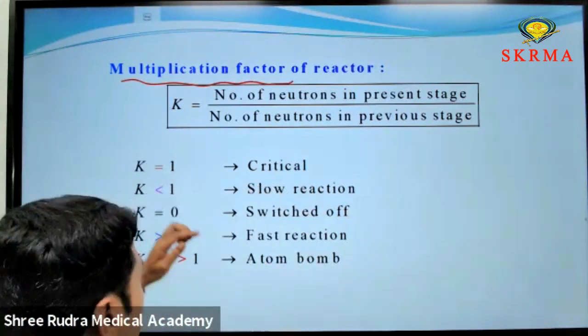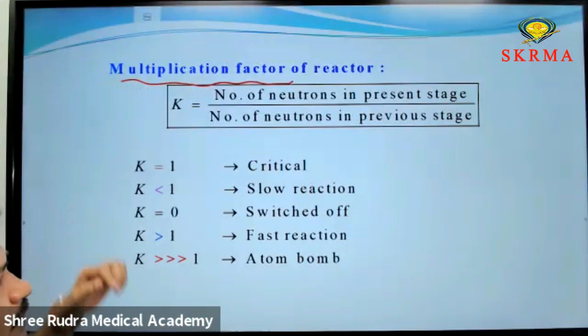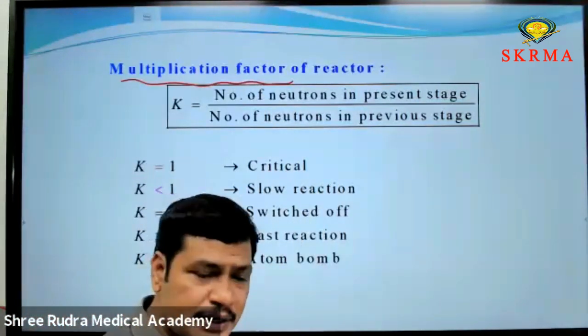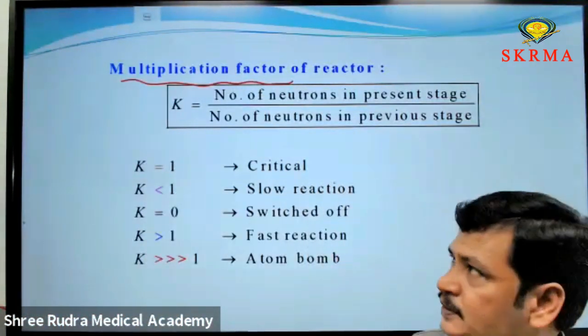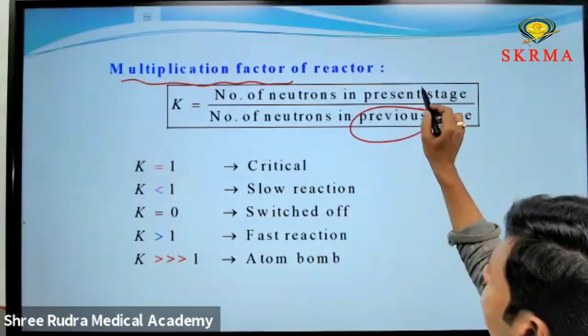Let us see what the multiplication factor is. It is denoted by K. The basic definition is K equals the number of neutrons in the present stage divided by the number of neutrons in the previous stage. So we are comparing the number of neutrons in the present stage with the previous stage.